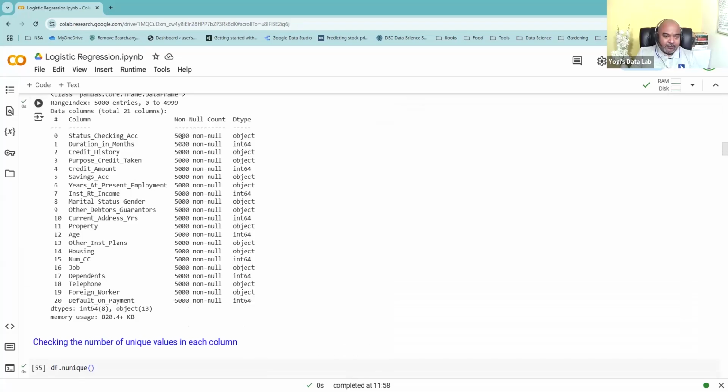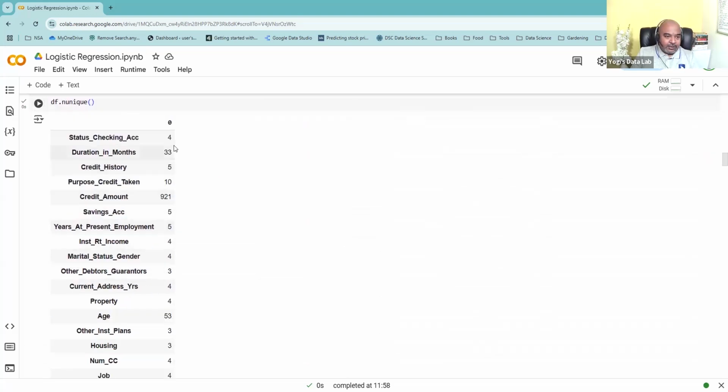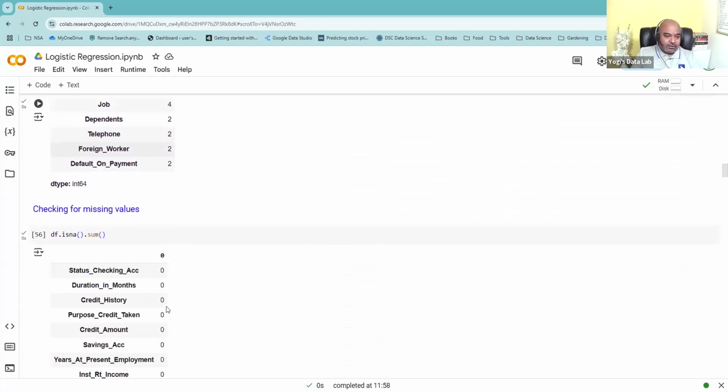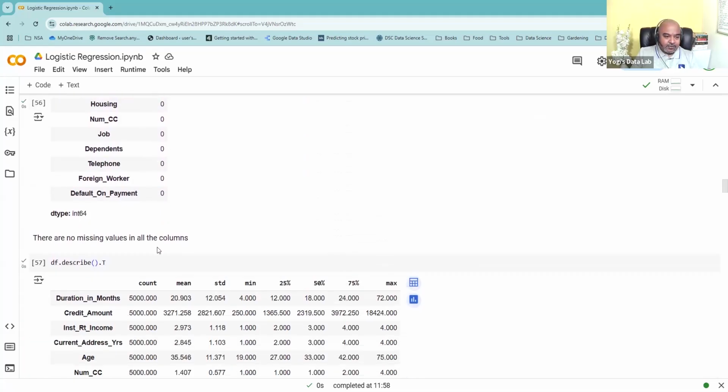And this is the final data which I'm getting. When I look at the info, it shows me that I have no missing values. I have 8 integer and 13 object columns. Looking at the number of unique values, I don't see any zero variance column, which is good. Number of missing values, I don't see any missing values.